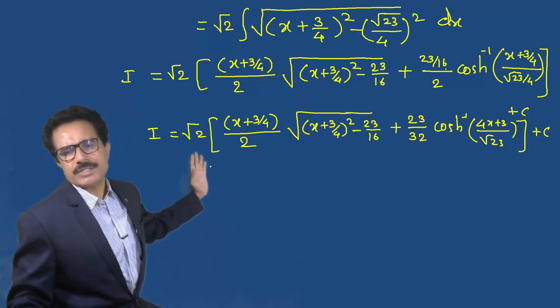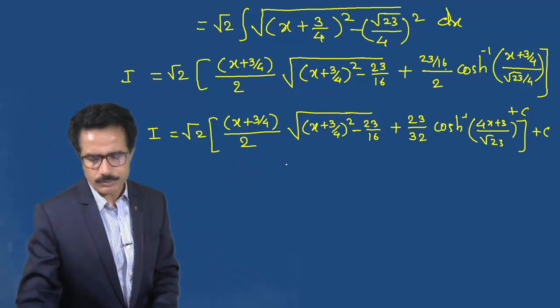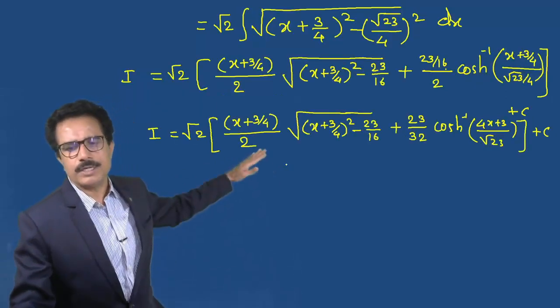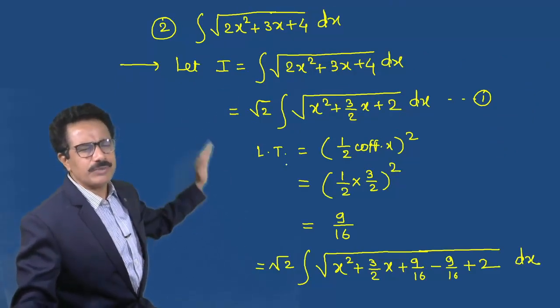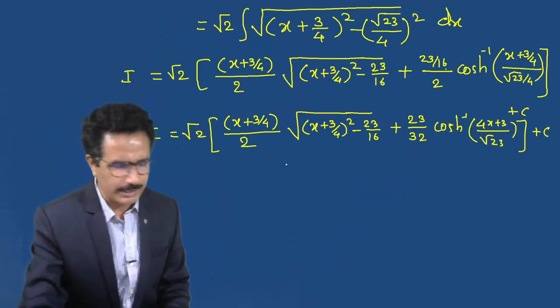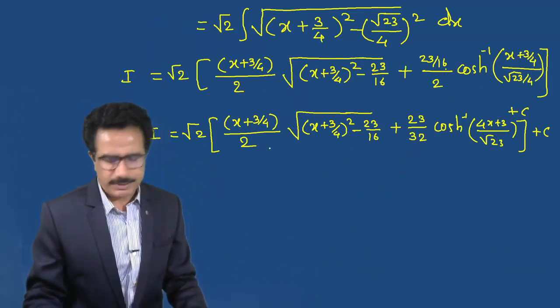Now you can multiply this by root 2 in the bracket also. Okay, you can do this. You can do it, there is no problem. Students, ask if there is any difficulty. We have to solve this problem simply, step by step. Next we shall discuss the next problem. Integration of the third problem.